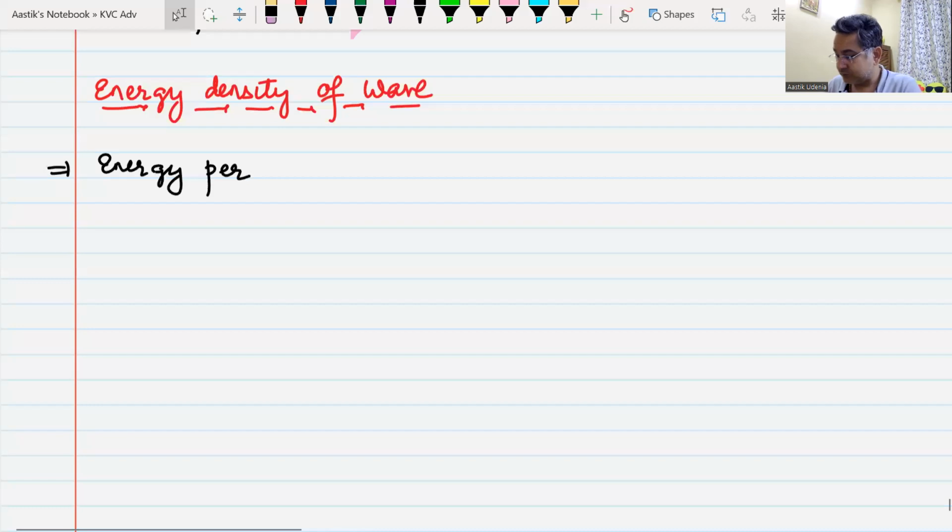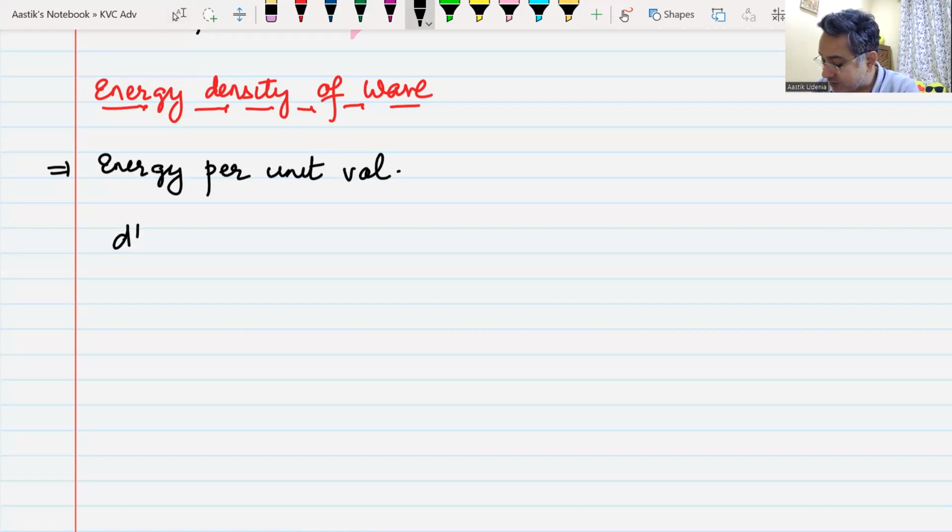Energy density simply means energy per unit what? Energy per unit volume. Do we understand this? Energy per unit volume is known as energy density. I write it as du by dv, small energy divided by small volume.